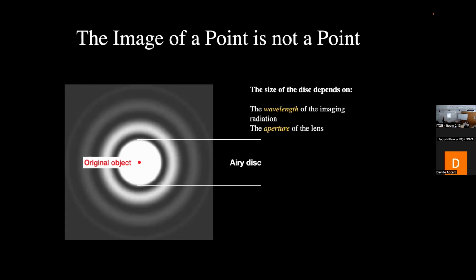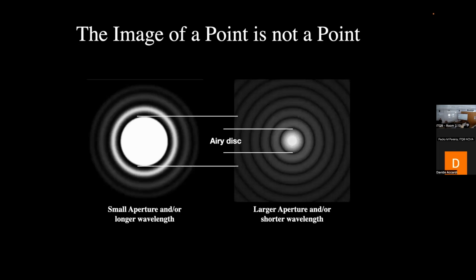So basically, the size of the disk depends on the wavelength of the imaging radiation and the aperture of the lens, as we observed. This is something we will study and understand in a minute, so more on this in a few. But the important thing to remember at this moment is that the larger the aperture and the shorter the wavelength, the smaller the disk, which means better resolution. Why? Let's see this.